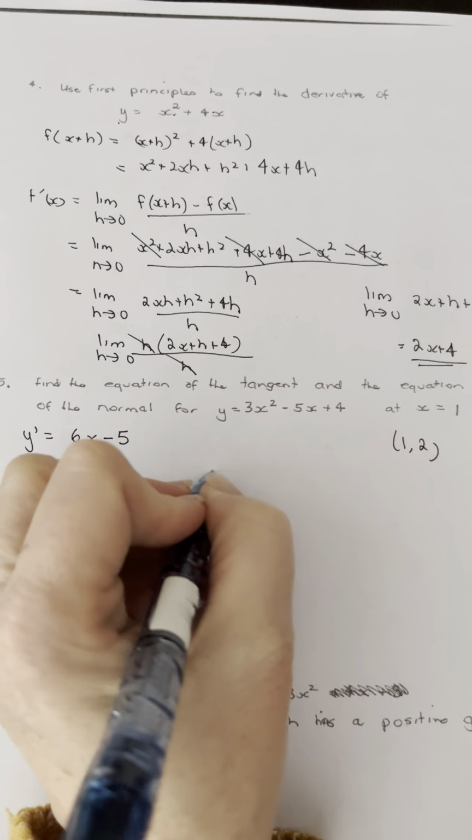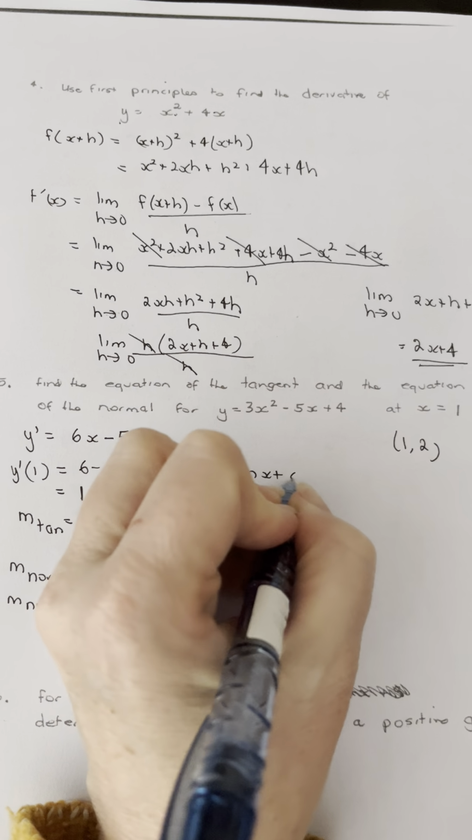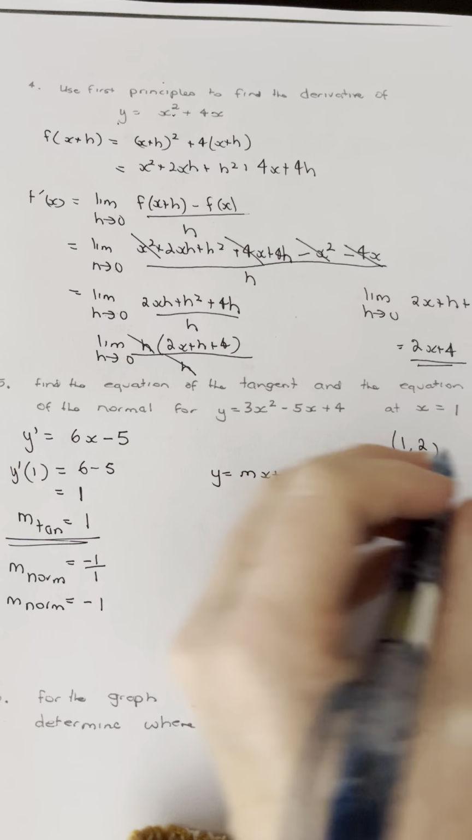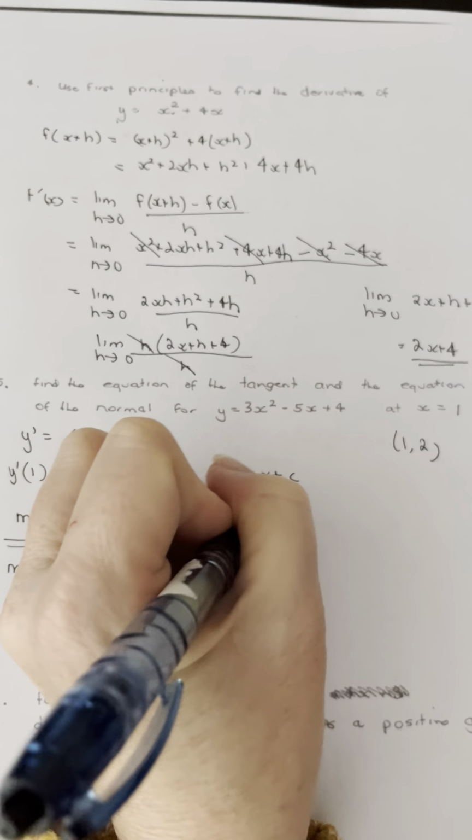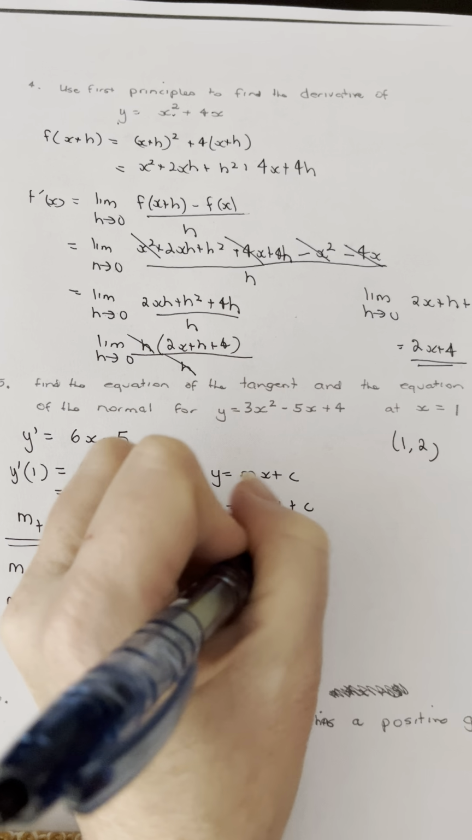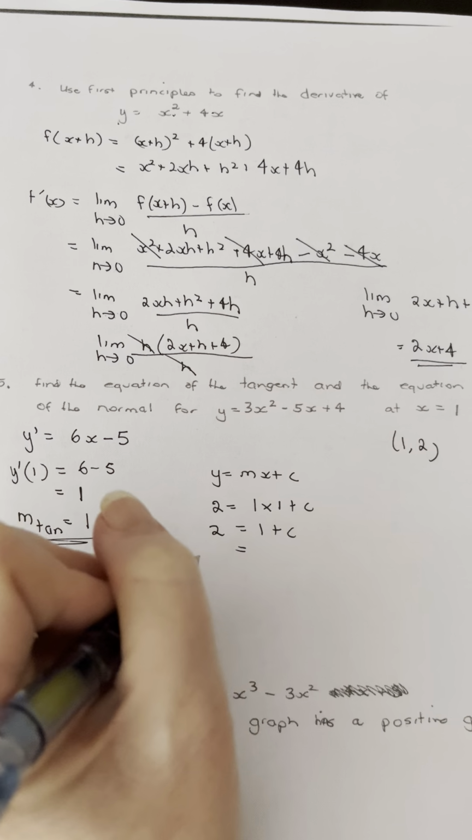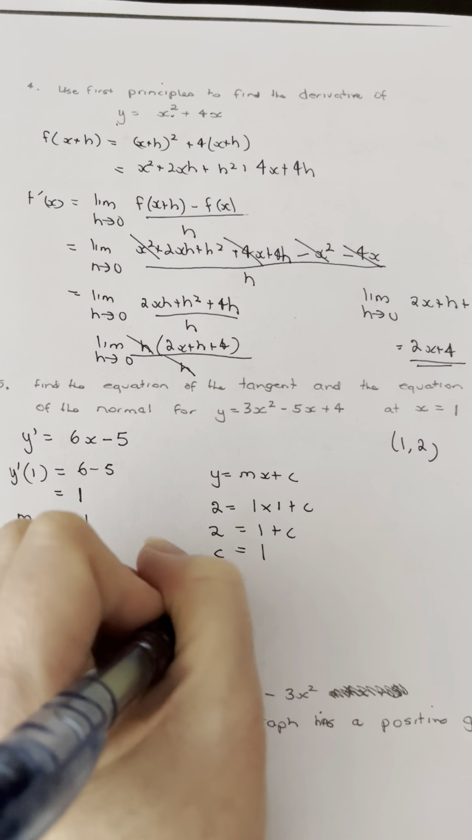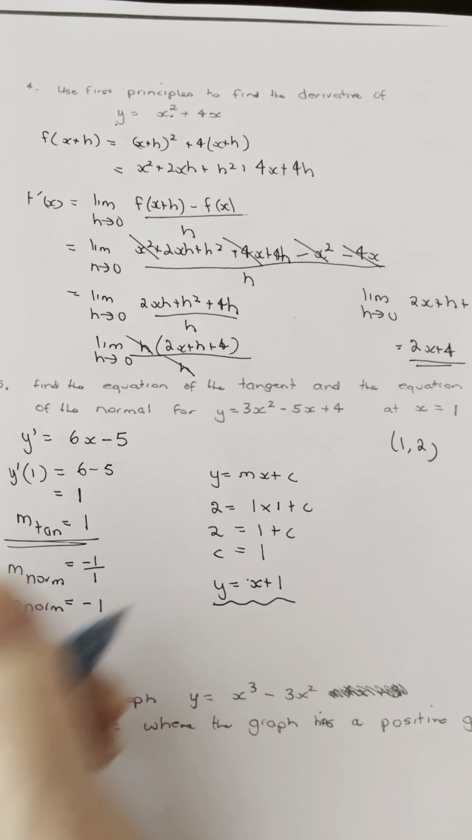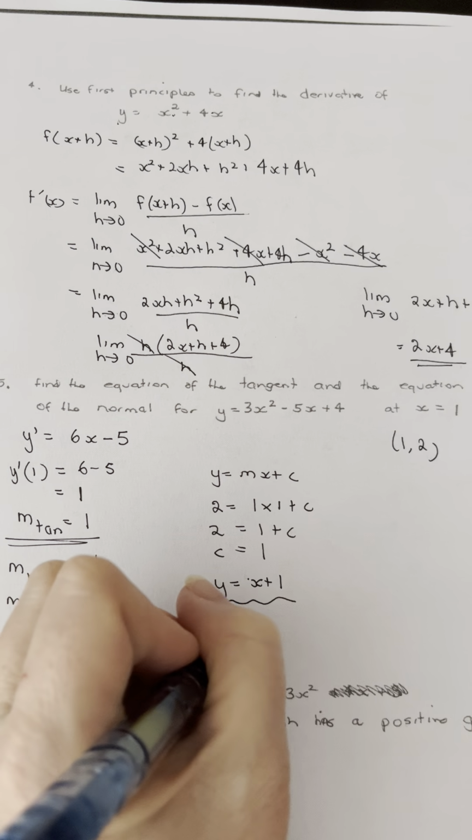So using my y equals mx plus c, first I'm going to do my tangent. So I've got 2 is equal to 1 times 1 plus c. So then my c must be equal to 1. So y is equal to x plus 1 is my equation for my tangent.